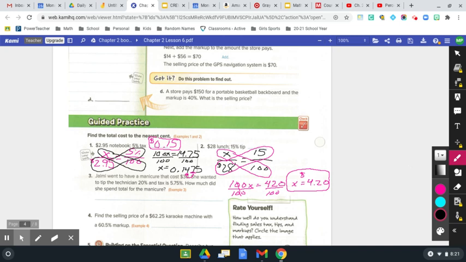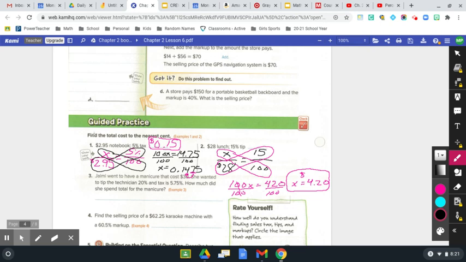Alrighty, back on page 154. So on guided practice the other day, we had done number 1 and number 2. What we had done is just found the tax for the notebook and just found the tip for the lunch. So this is the work that you have or should have in your math book from Thursday. We're going to add one more layer to this.